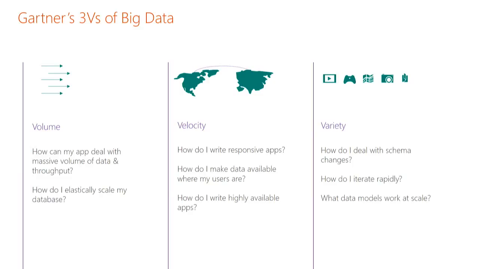The problem of volume is I have so much data that it no longer fits on a single box. Or I have so many requests per second that, once again, one box cannot handle this. My CPU is running hot. I'm out of memory. I'm thrashing. I just don't have enough disk I/O. So what do you do to solve this problem?